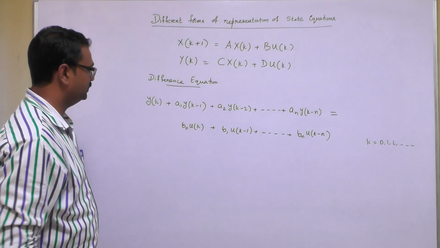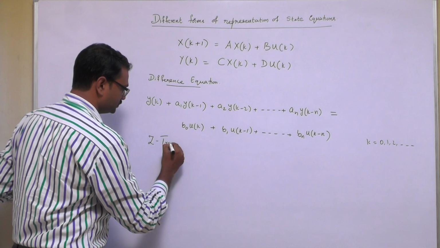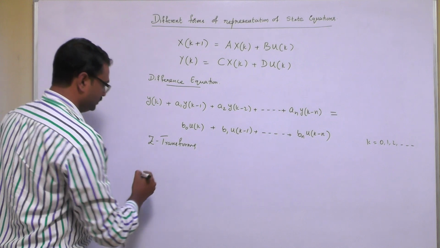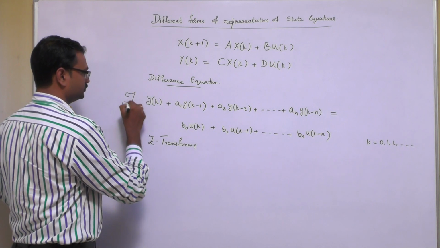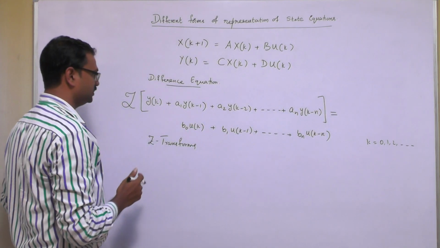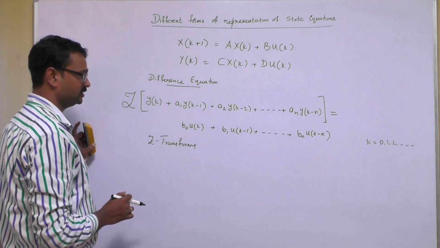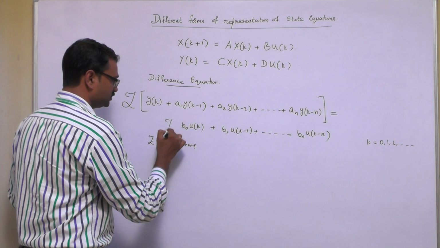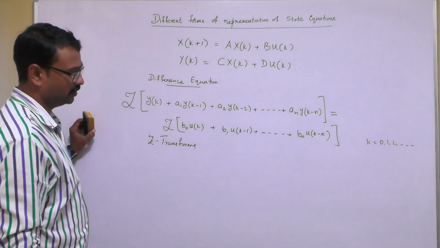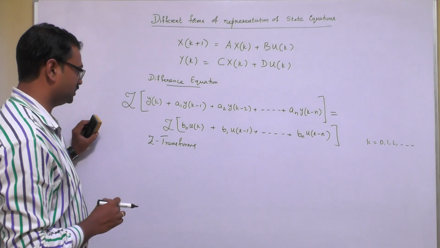Now when you apply Z transforms to this equation, what do we get? Applying Z transforms to this entire equation, by the linearity theorem, you can say Z transform of y of k, Z transform of a1 into y of k minus 1 and so on, is equal to Z transform of b naught u of k and so on. So every individual term can be Z transformed.